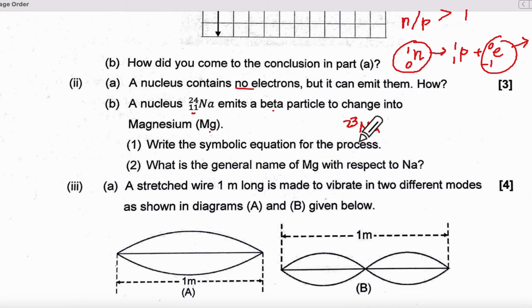Na-23 is... no, they've given it as 24, no? Yes, Na-24 with atomic number 11 is going to become Mg. It will be 24 and 11 becomes 12, plus 1 beta. Na has 23, no? It is an isotope of sodium, no? This is the radioisotope of sodium.